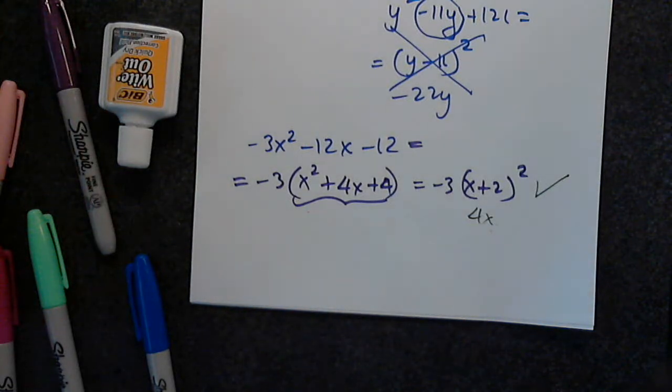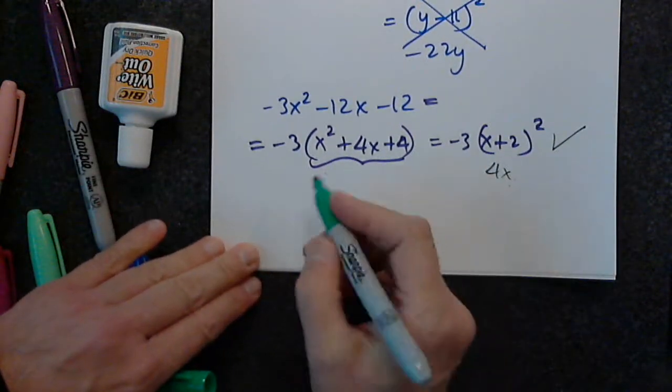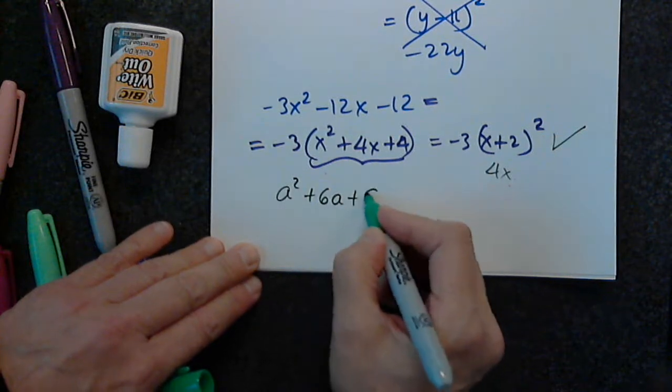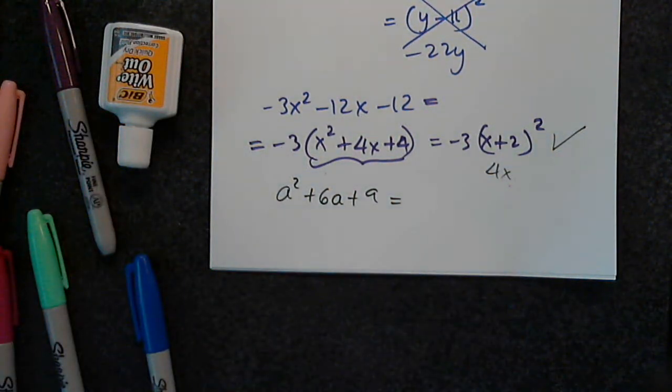Okay, very good. So let's look at one more and move on. Let's say a squared plus 6a plus 9. The more we practice, the faster we can go, right?